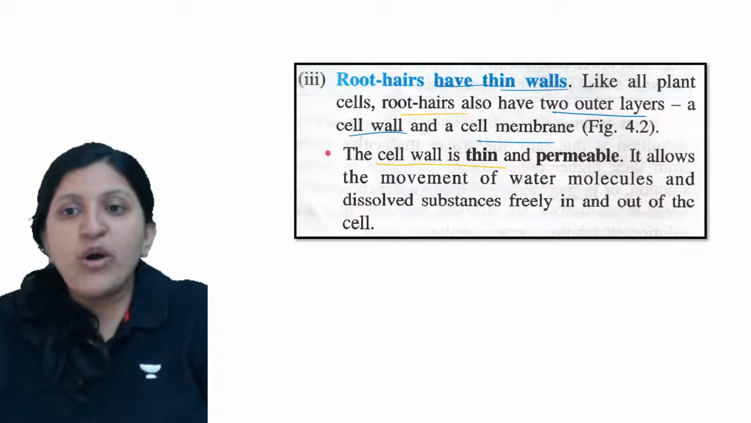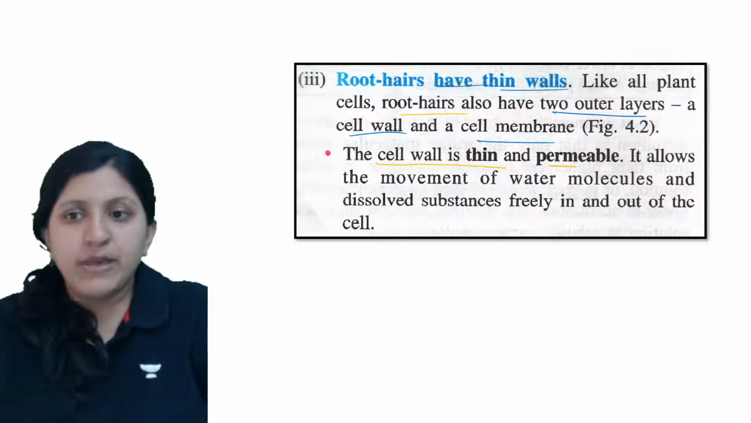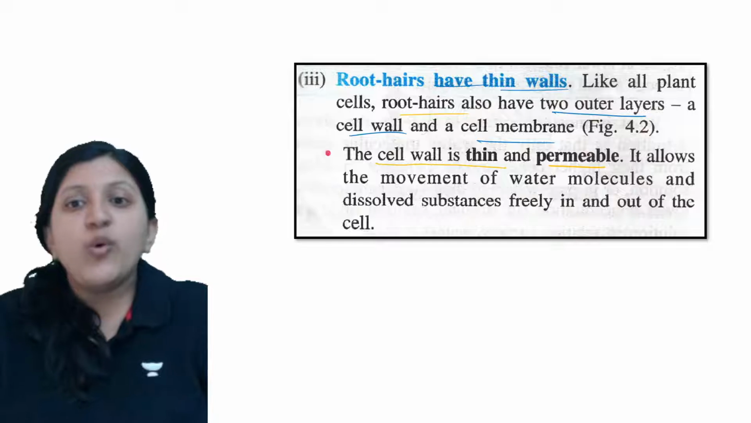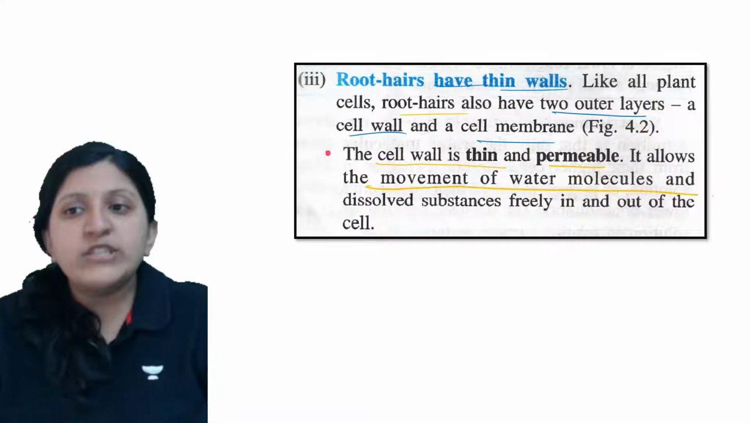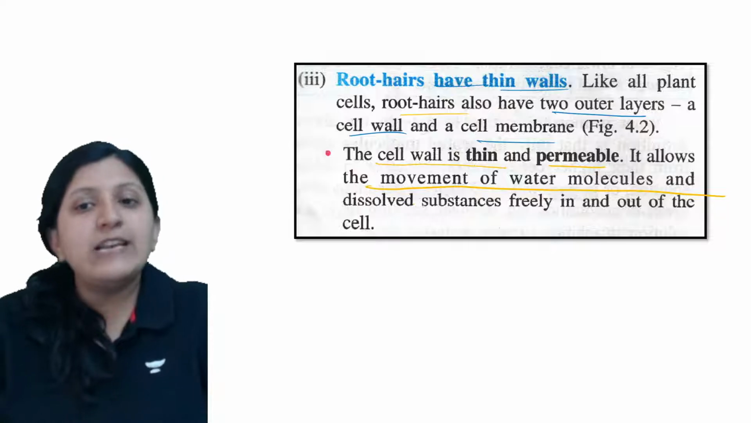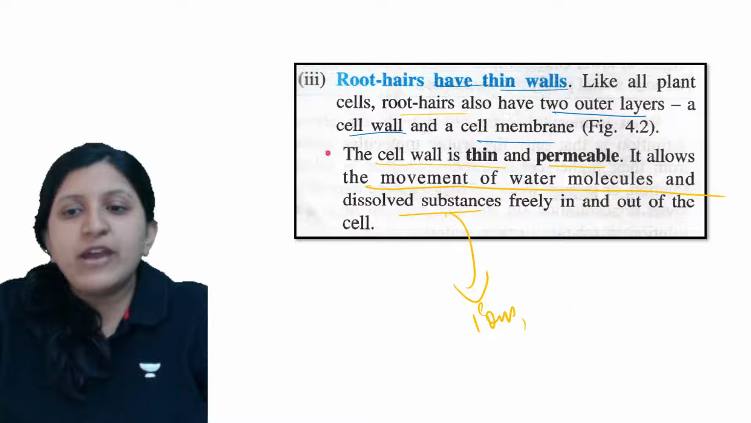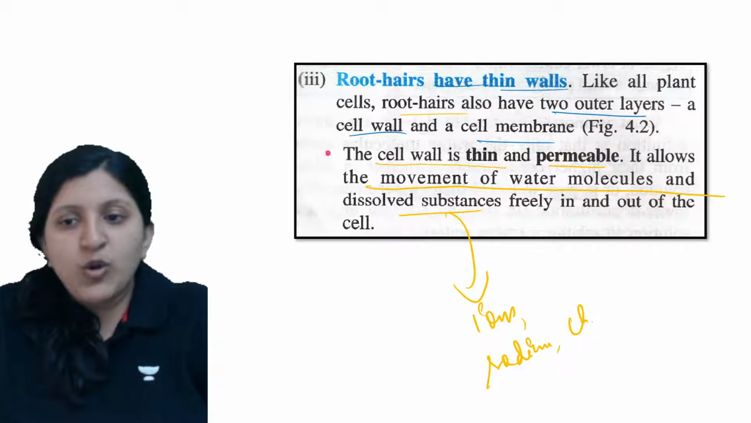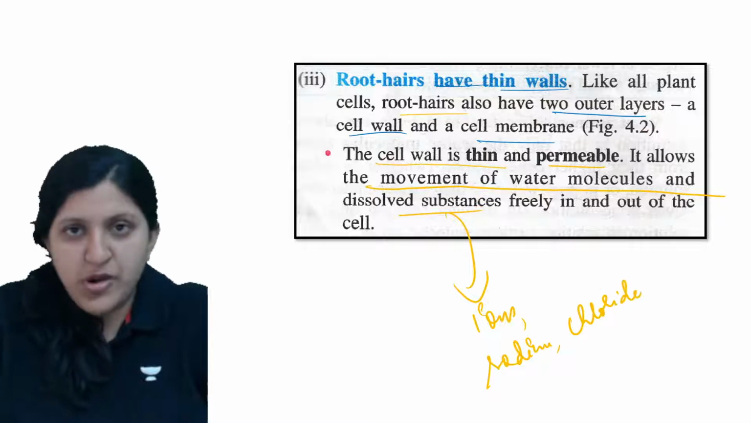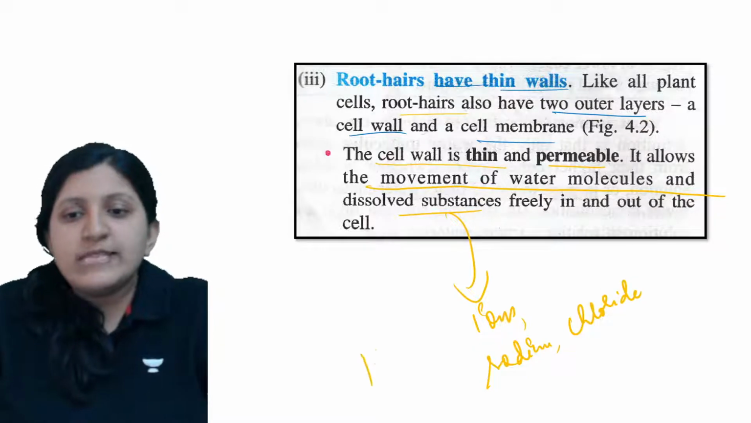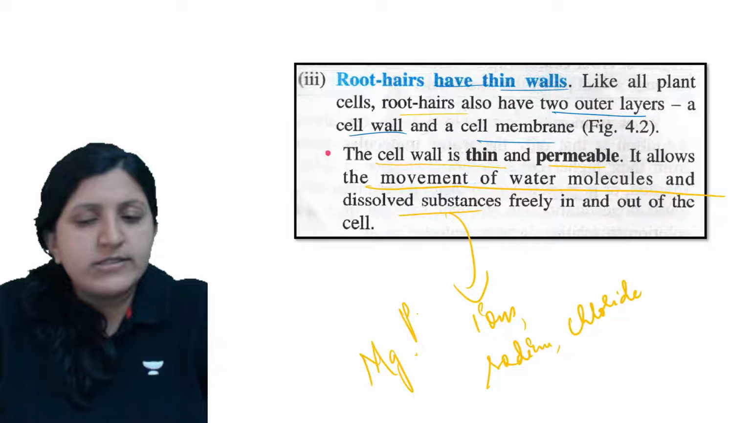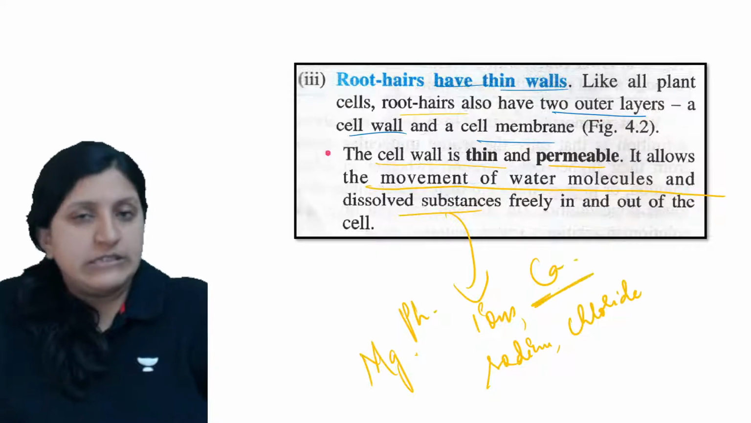Now the cell wall is thin and it is permeable, that is, freely permeable. So it allows the movement of water molecules and dissolved substances. So what are those dissolved substances? Basically you can find ions, like there might be sodium, chloride, nitrites, and you know there is magnesium, phosphorus, calcium, so different things that you can see.